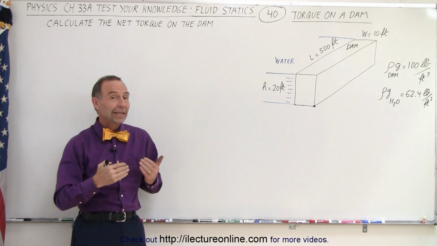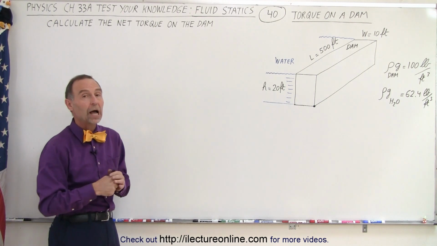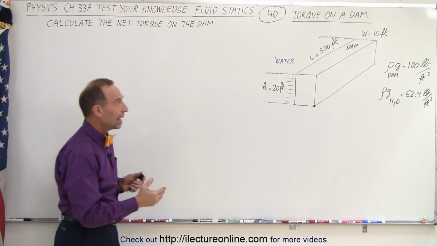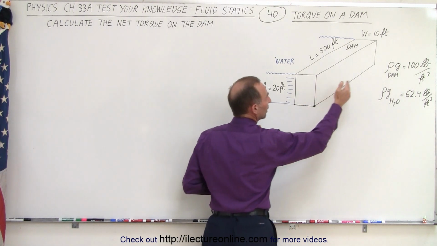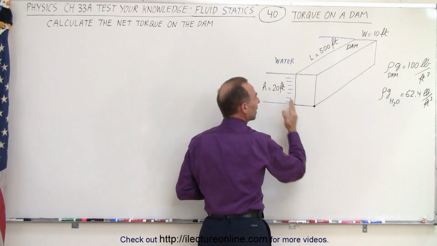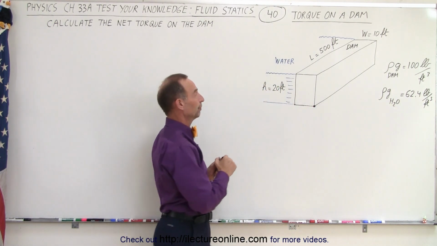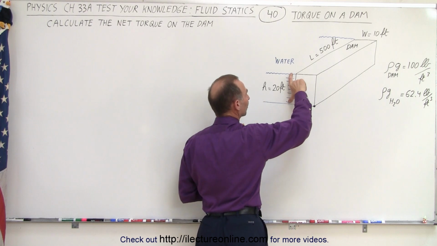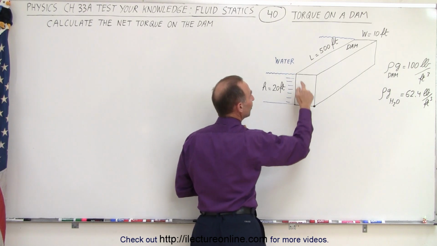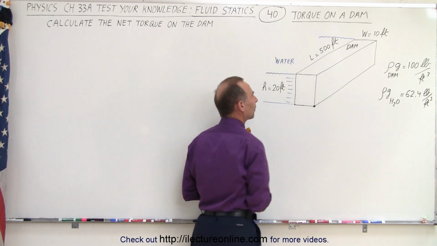Our next problem is a dam problem, and what we're trying to do here is find the net torque on the dam. Now the dam is made out of some sort of concrete that has a weight density of 100 pounds per cubic foot, and behind the dam is water that has a weight density of 62.4 pounds per cubic foot. The dimensions of the dam: it's a height of 20 feet, a width of 10 feet, and it's 500 feet long, and the water is all the way to the very top of the dam.